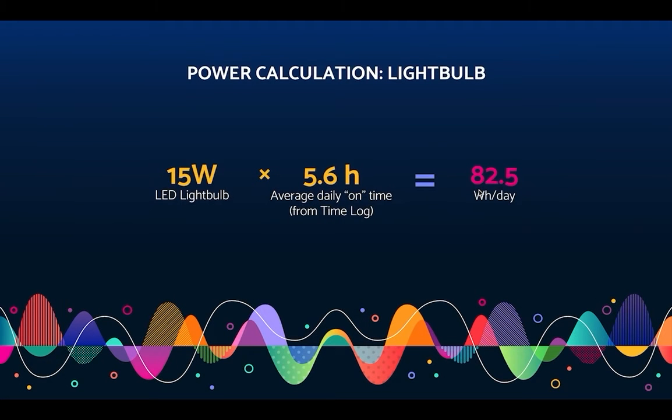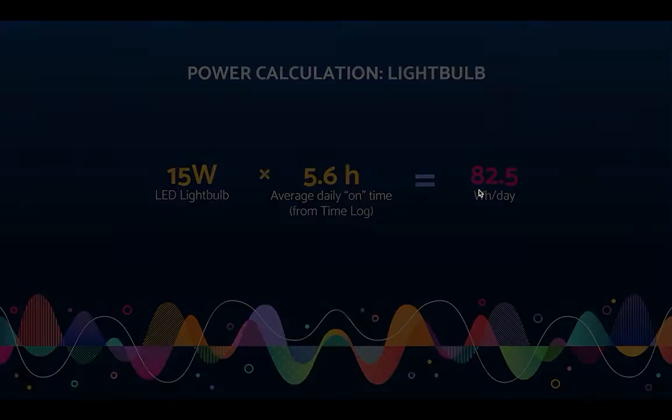And finally, to calculate the daily energy use of a light bulb, instead of using a power meter, I read the power rating off of the light bulb, which turned out to be 15 watts in my case, and then multiplied that by the average use time from my time log, which was 5.6 hours, to get a daily electricity use of 82.5 watt hours per day.